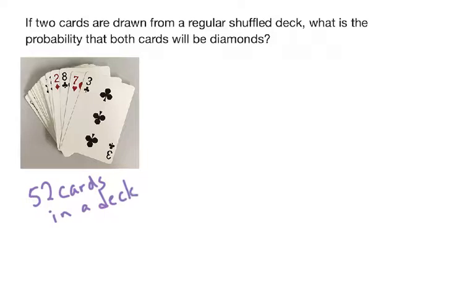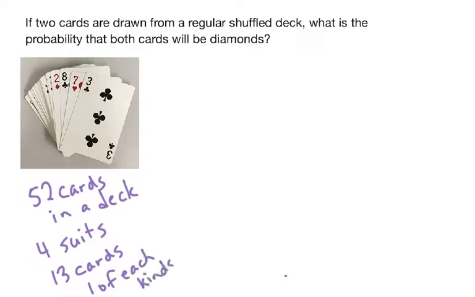And how many suits are there? How many different pictures? Good, 4 different suits. And how many cards are in each suit? Good, 13 cards in each suit. That means 1 of each number, 1 of each kind, because we have aces and jacks and queens and kings.